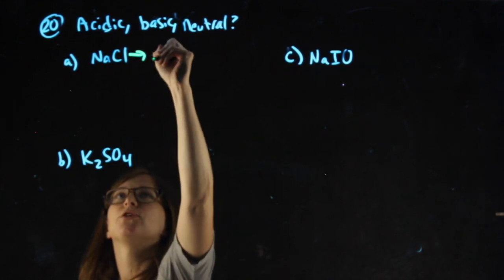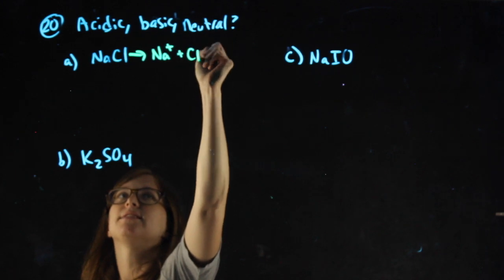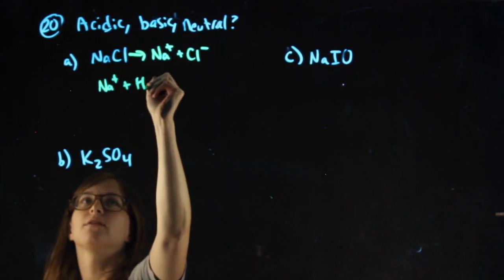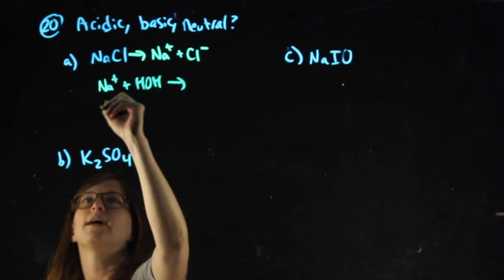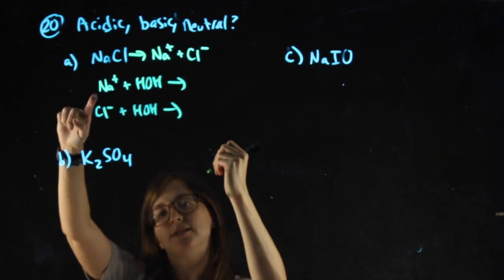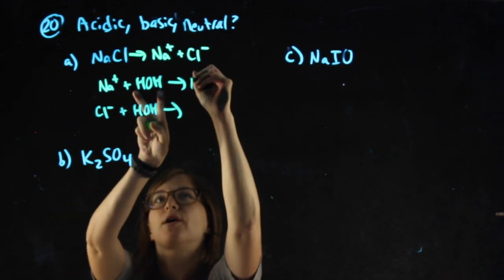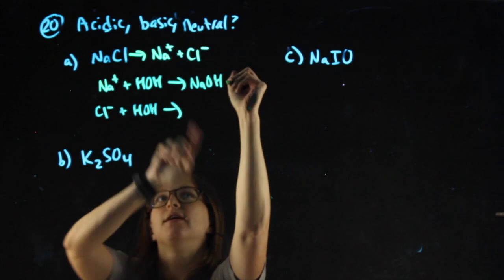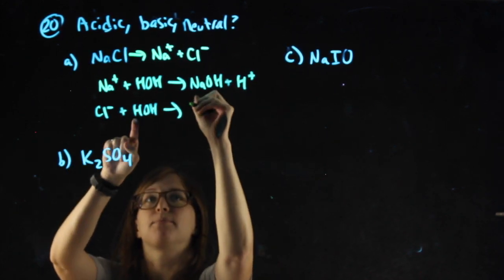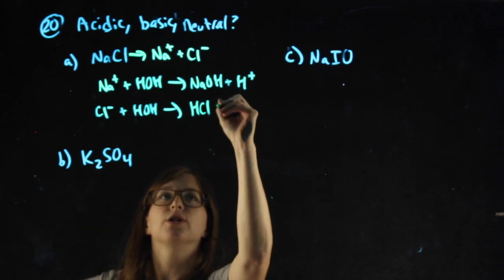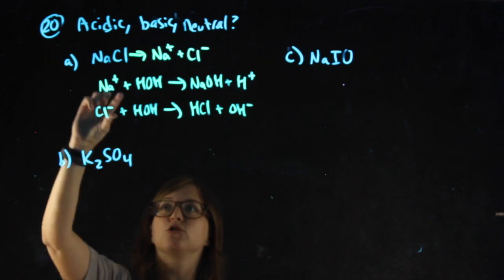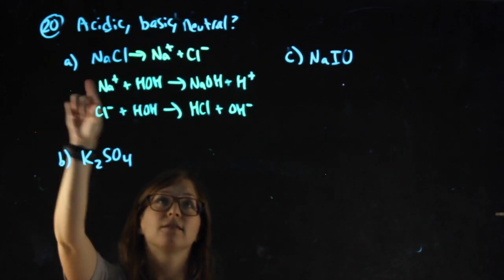The NaCl would dissociate into Na plus and Cl minus. Testing Na plus against water. Testing Cl minus against water. The positive ion takes the negative part of water, so it takes the hydroxide and releases H plus. The negative ion takes the positive part of water, the H, and releases OH minus. Then I just have to evaluate, do either of these reactions happen?